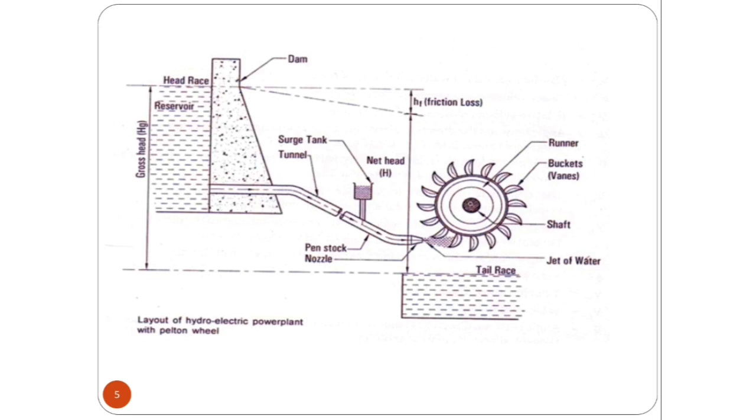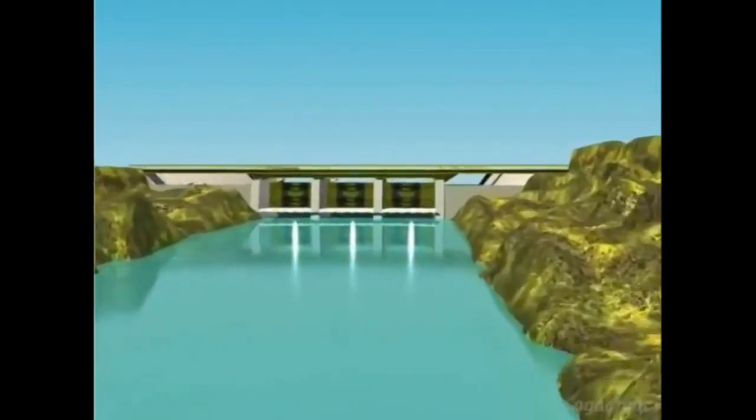This water will strike this vane, which is fitted to this wheel or runner. Because of this the wheel or runner will start to rotate. Then the shaft will rotate, and this water will be collected in the tail race and carried away using this channel. I will explain these things using an animation video. Let us go with the animation video.